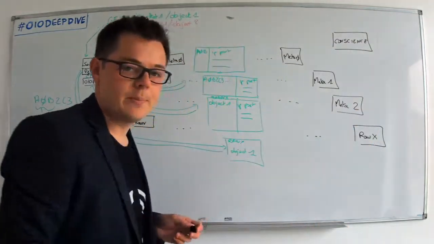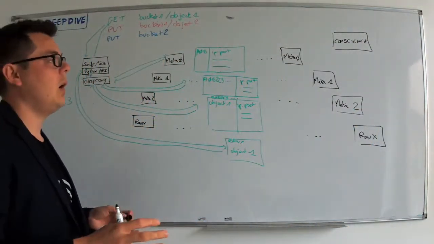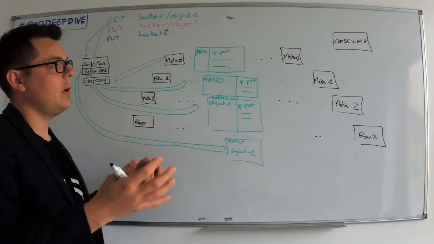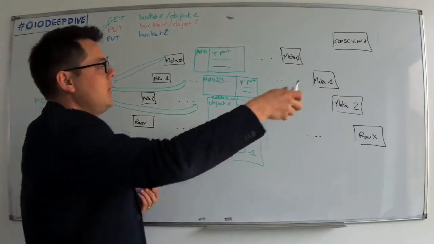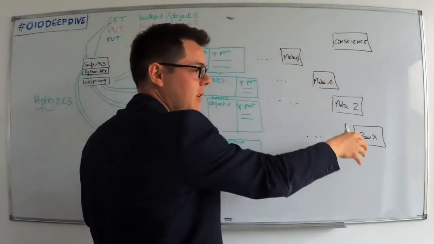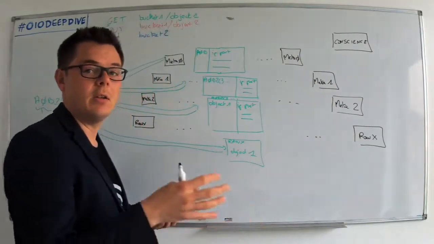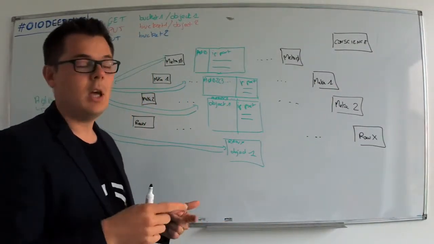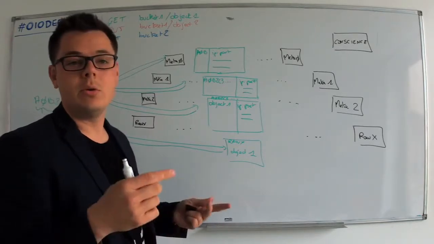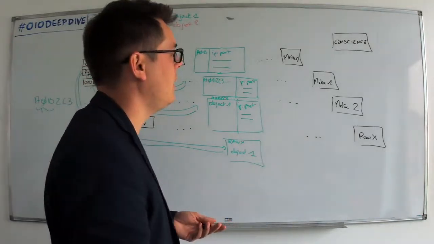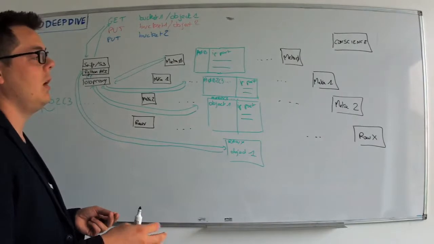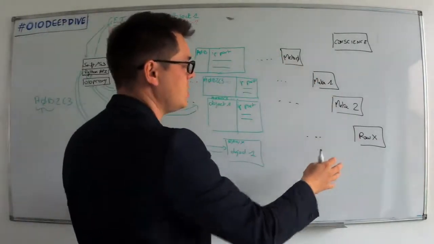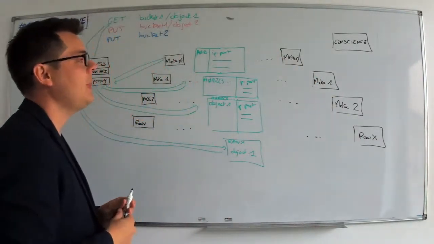So what is the conscience? The conscience is our service that gathers information for all the services, all the nodes and all the disks inside the platform. Information like capacity, I/O, CPU, RAM, and so on. Some metrics for each service, each node, and each disk of the platform.